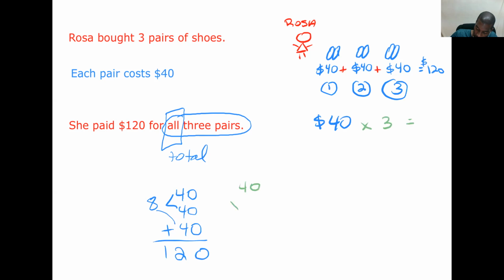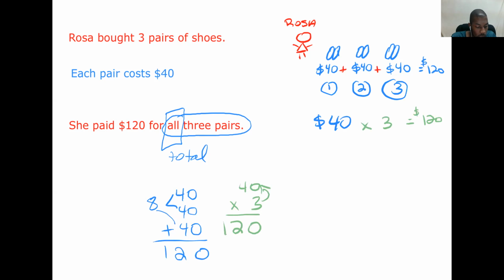40 multiplied 3 times. 3 times 0 is 0. 3 times 4 is 12. Ah, there it is. I could also write it 40 times 3 is 120. Either way works. 40 plus 40 plus 40, or 40 times 3.